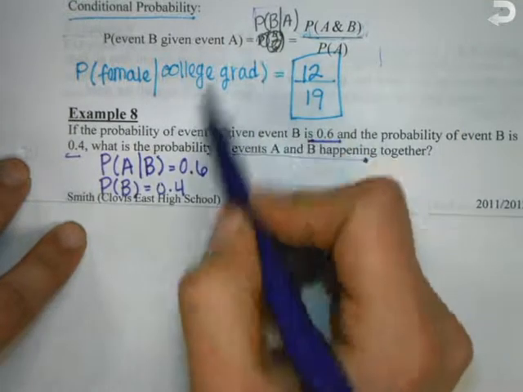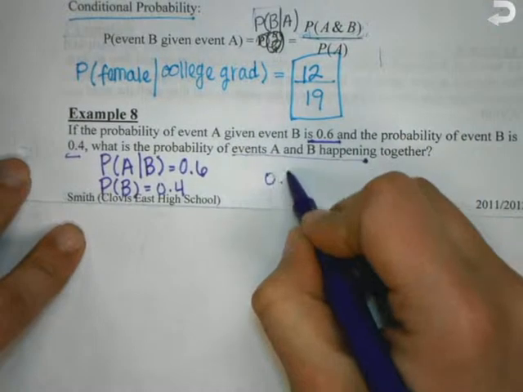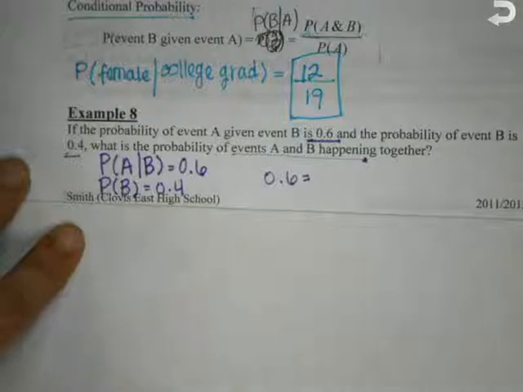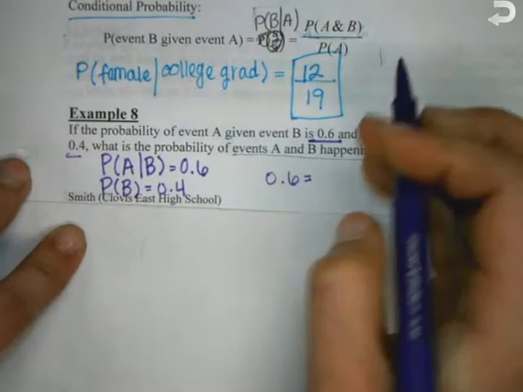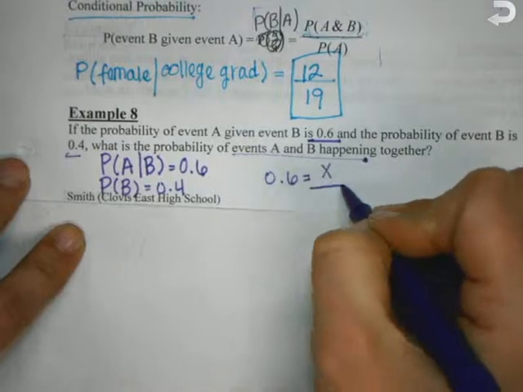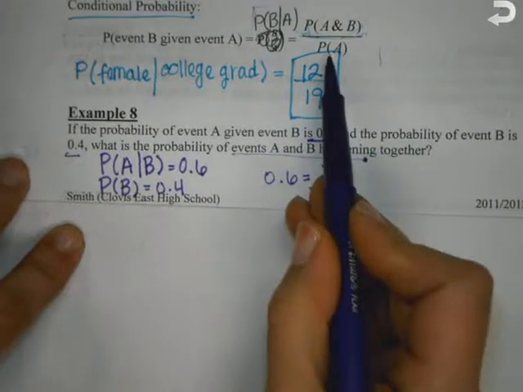For this one, it's B given A. In the formula I gave, the problem says A given B. We're fine. The letters are just switched. Okay, don't worry about it. It's not always going to be A and B in this order. If it's switched, you just switch them.